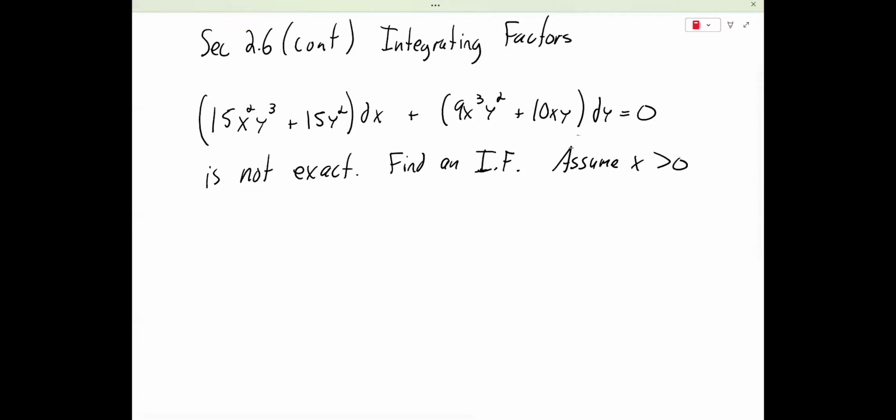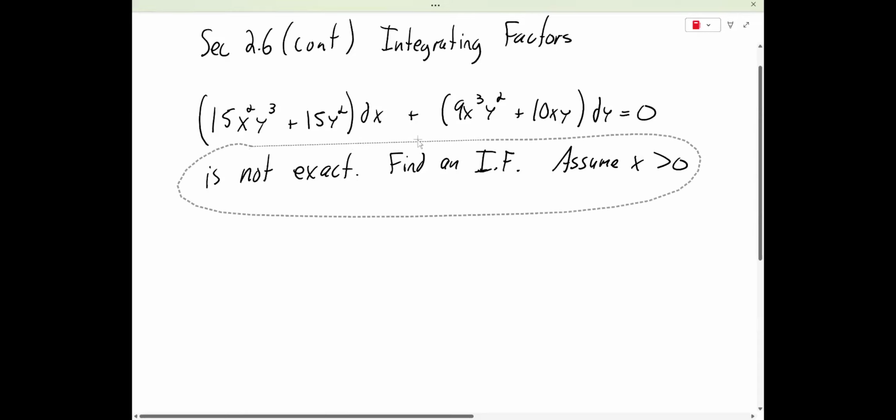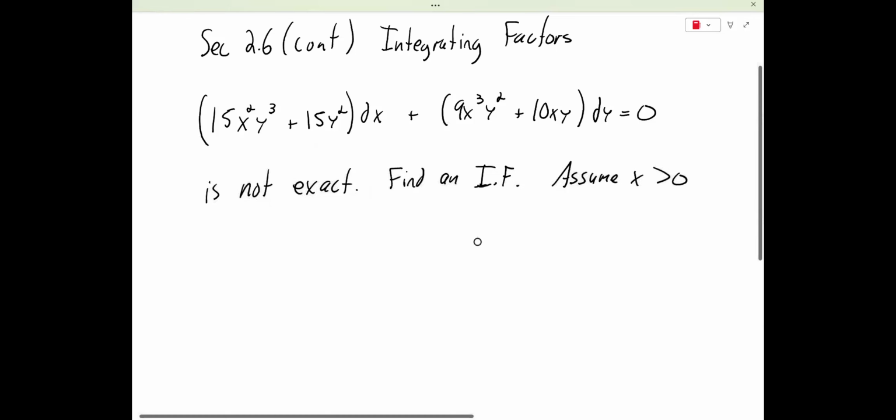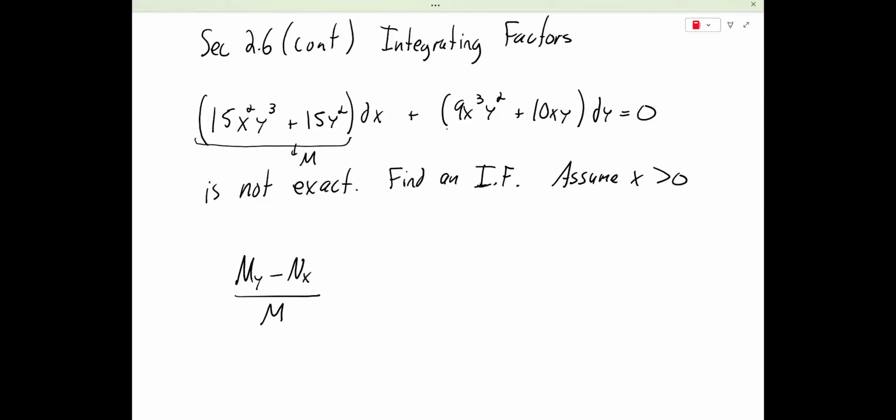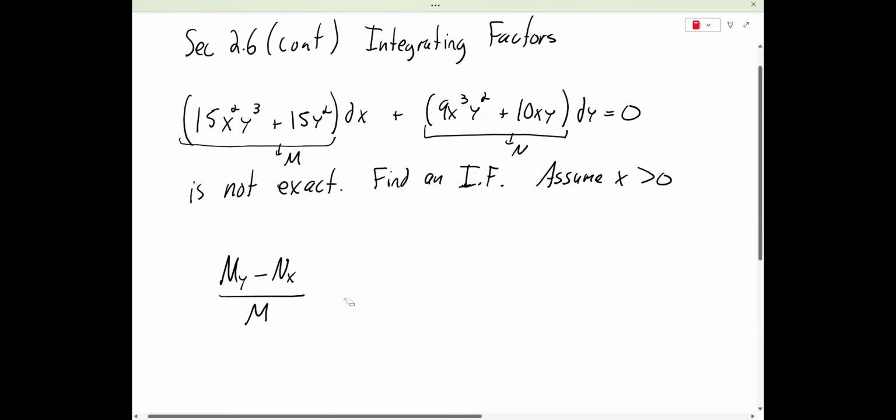And one way we could do that, to help find an integrating factor, is to figure out this quantity here. Let me move this down just a bit. So you find m sub y minus m sub x over m, where this is the m. Remember, this is the m, and this is the n over here. So that would be equal to what?